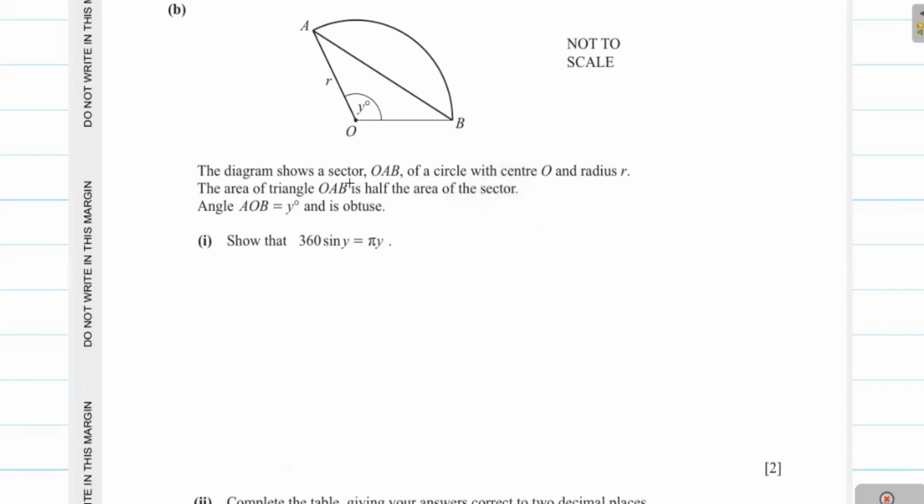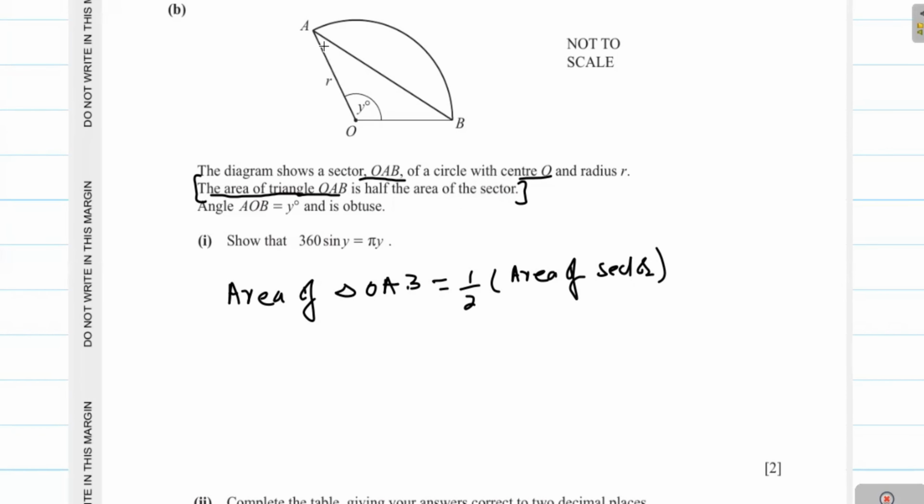Part B, the diagram shows a sector OAB of a circle with center O, radius R. Area of triangle AOB is half of the area of sector. Angle AOB is y degree and is obtuse. Show that 360 sine y equal to pi y. Look here, the area of triangle AOB is half of the area of sector. We will write, look here, this is the triangle AOB. Now, this formula is 1 over 2 ab sine C. We will use this formula.